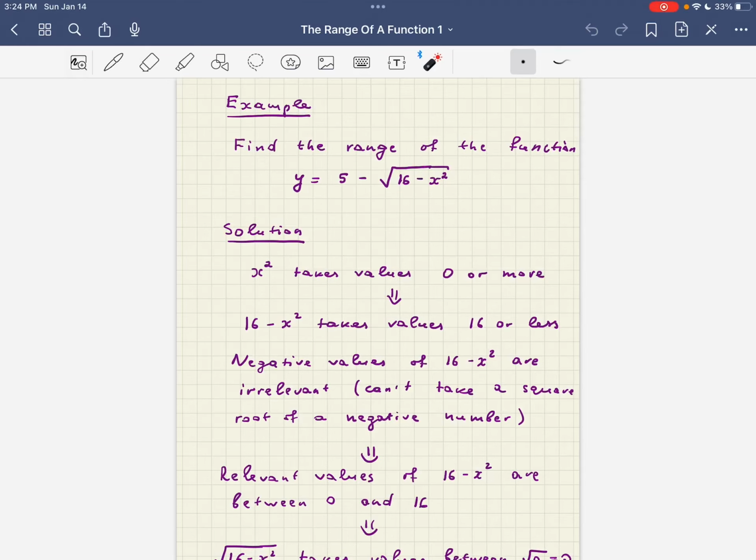Let's take a look at the following problem. Find the range of the function y equals 5 minus the square root of 16 minus x squared.